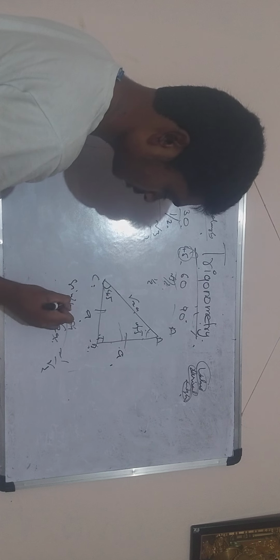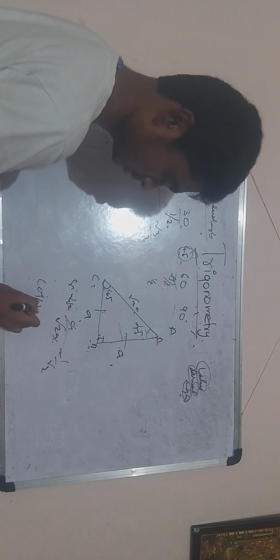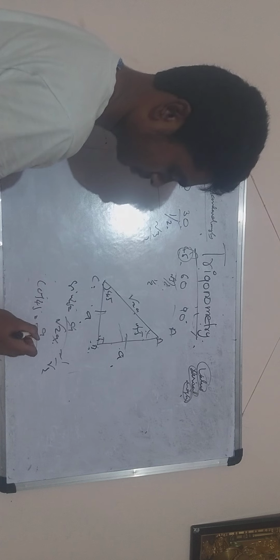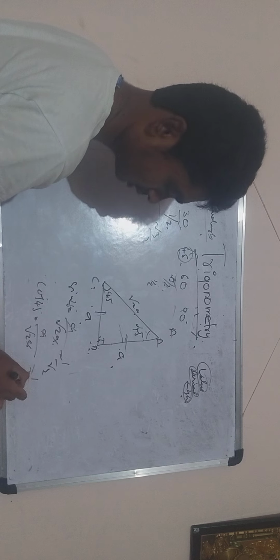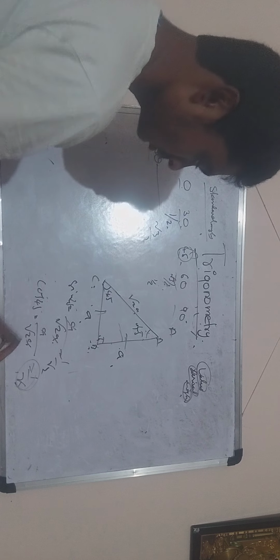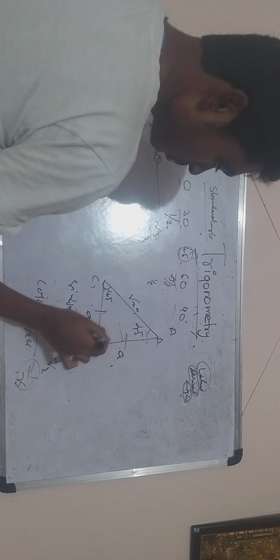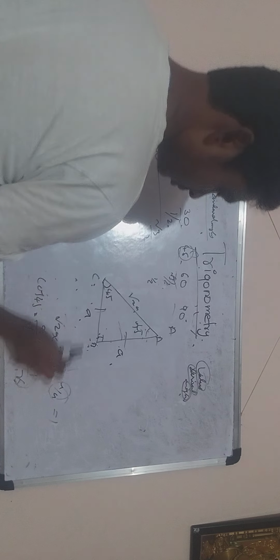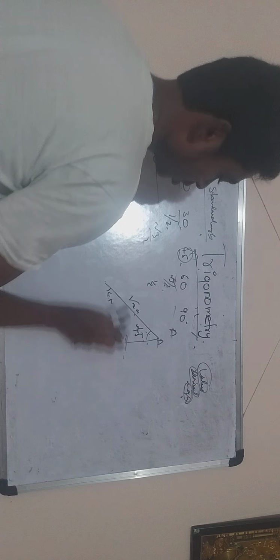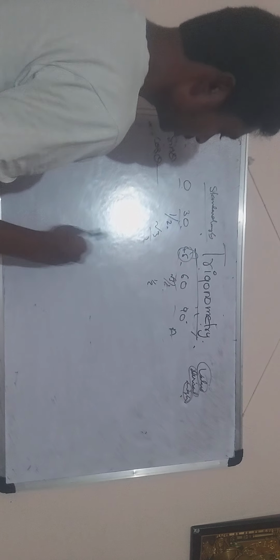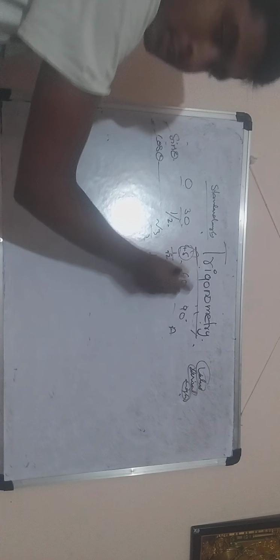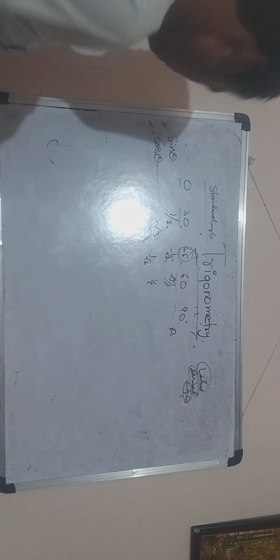Similarly, cos 45 is going to be a by root 2a. Similarly, 1 by root 2. So tan 45 is a by a, it's going to be 1. So both the values of sine and cosine at 45 degrees are 1 by root 2 and 1 by root 2. There's actually a trick to easily write all these values.